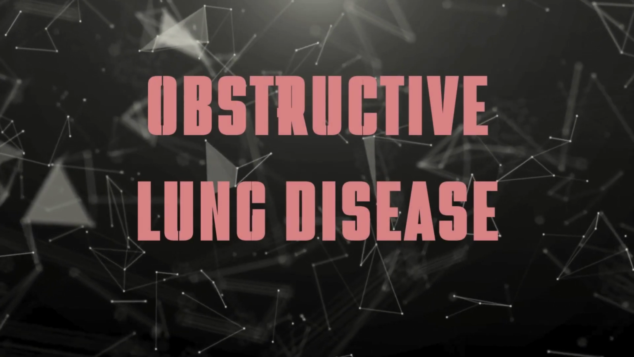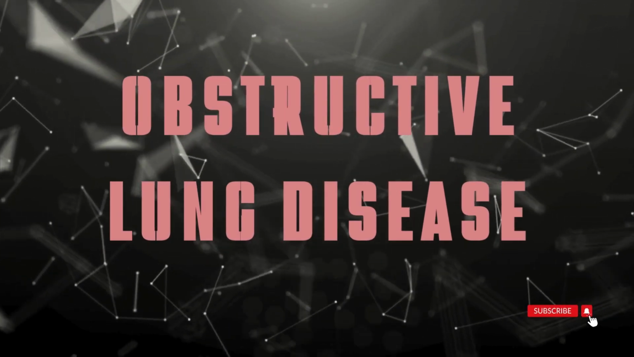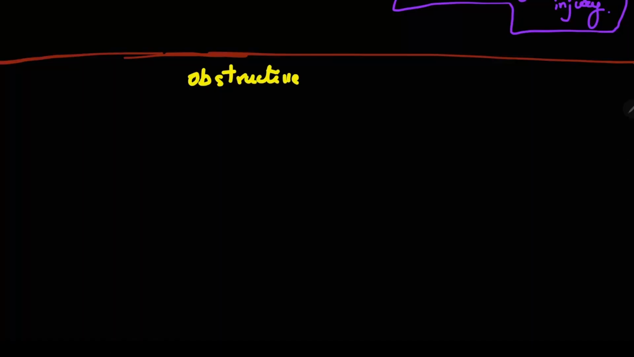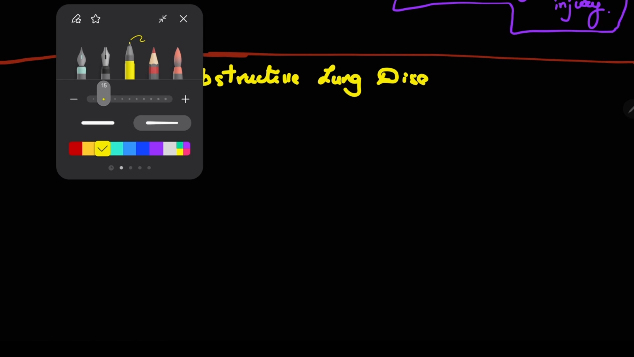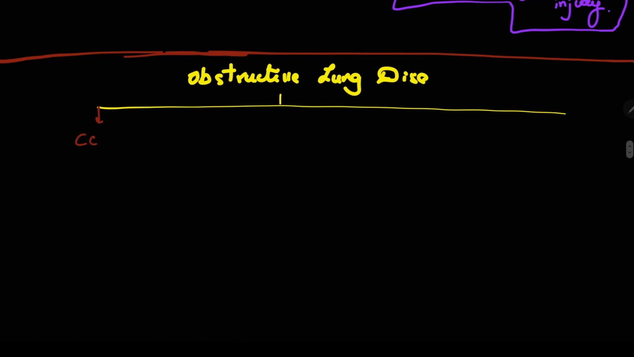Emphysema. So before starting it, let's know the obstructive lung diseases. These obstructive lung diseases are divided into three types. First one is chronic obstructive lung disease. Second one is bronchial asthma.